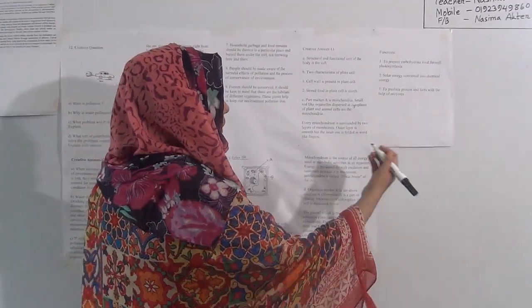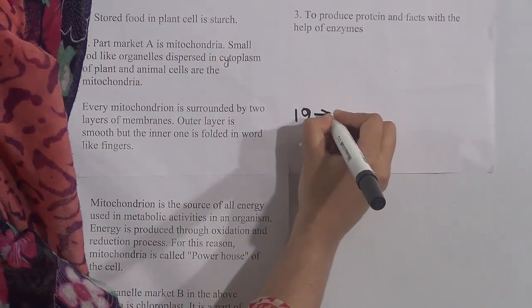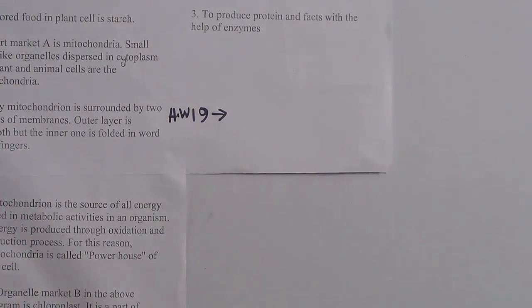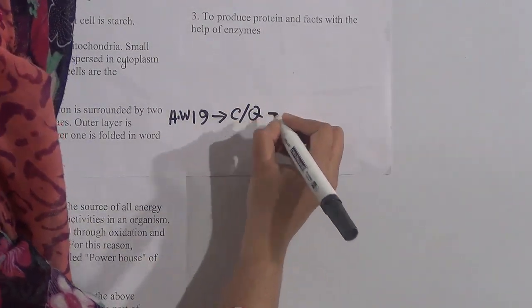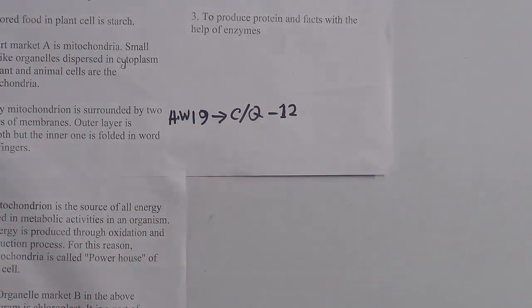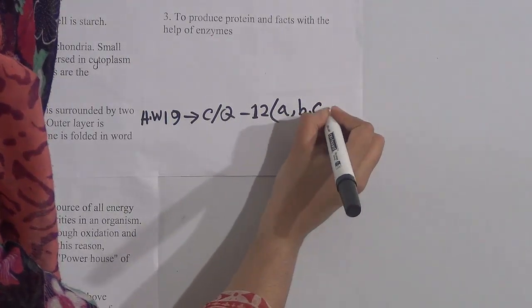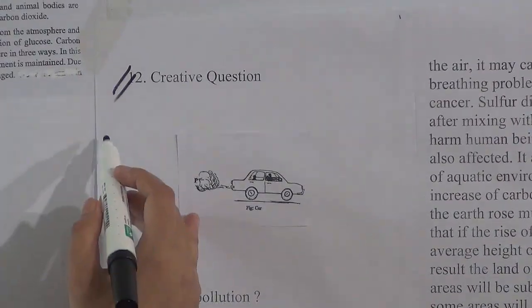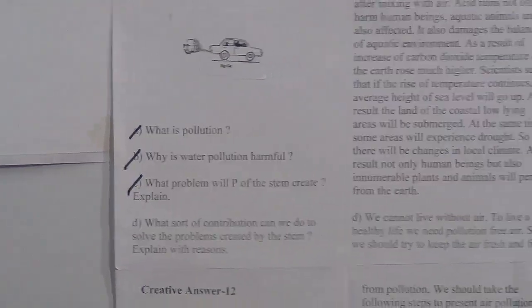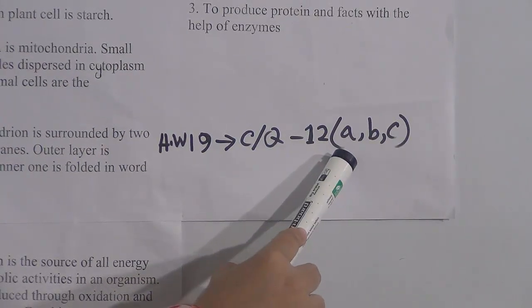Now I will give you the SW. Our today's SW is number 19 SW. And this is SW number 19. And your SW will be creative questions, that means CQ. Here are 12 and 13. CQ question answer number 12. And the sub-questions will be A, B and C. That means this creative question and answer. And the sub-questions are A, B and C. I'm repeating your SW. This is number 19 SW. And your SW will be CQ 12 and the sub-questions are A, B and C.